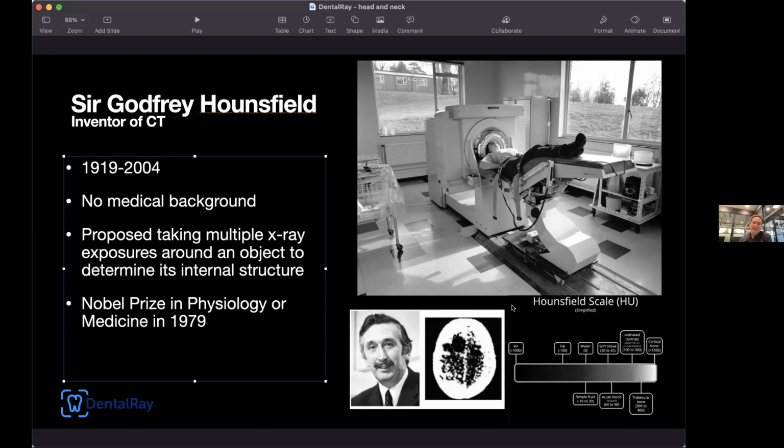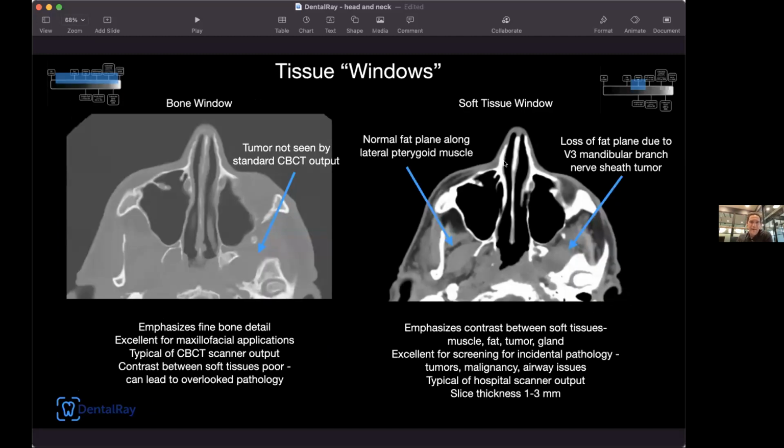Today we still use the Hounsfield scale, which you see down here in the bottom right, to describe the relative scale of density in CT. It assigns a number, a Hounsfield unit, to relative degrees of dark or light. A lower number is more black, and a higher number is more white. It just describes the density of what you're seeing. And that brings me to the concept of a tissue window.